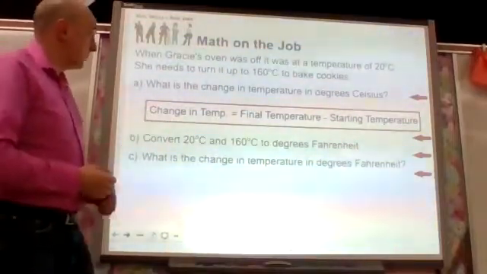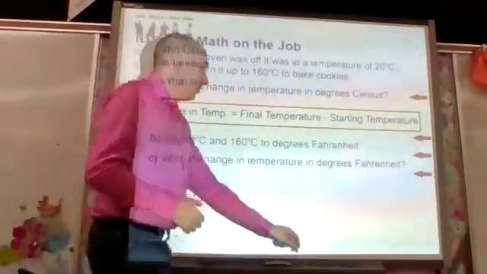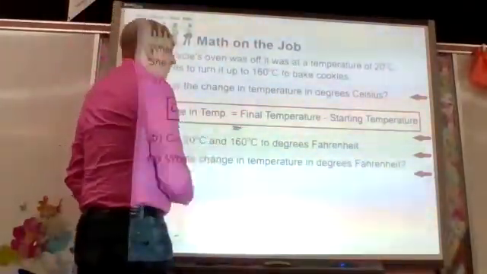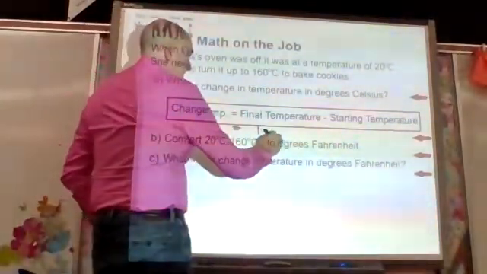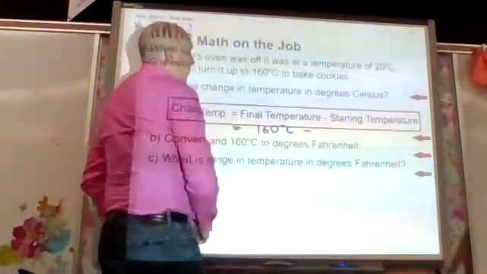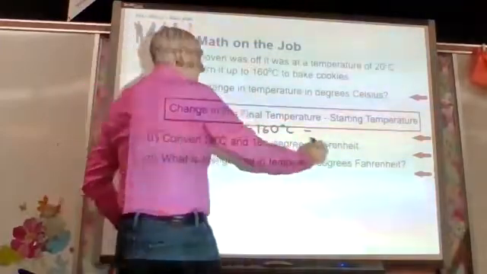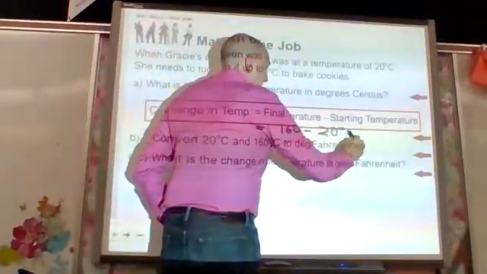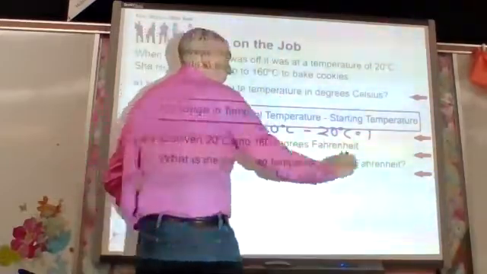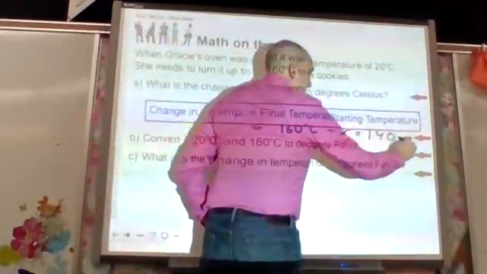So what is the change in temperature in degrees Celsius? We're going to take a look at our final temperature, which is 160 degrees Celsius, minus our starting temperature, which was 20 degrees Celsius. So the change in temperature is 140 degrees Celsius.